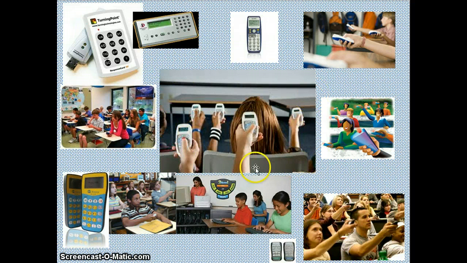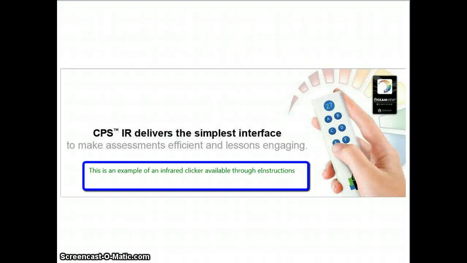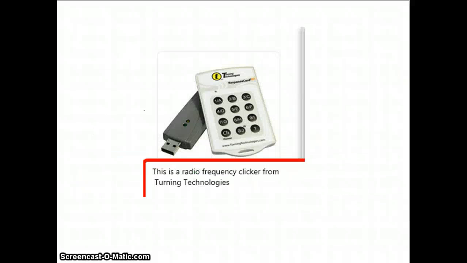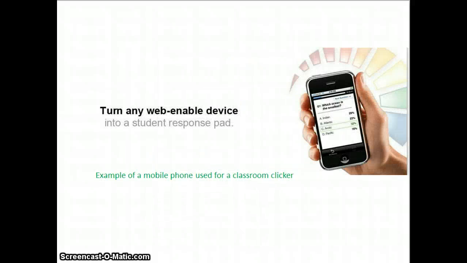These response systems, known as clickers, are becoming very popular in elementary and secondary classrooms. They have, however, been used in college classrooms for years. Basically, there are three main types of transmitters: infrared, as shown here, radio frequency, and Wi-Fi mobile devices.